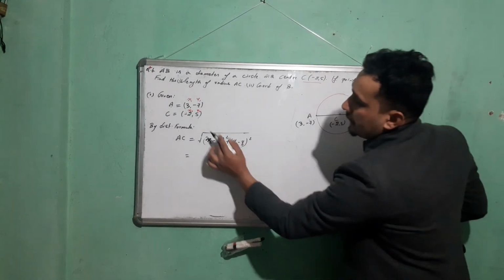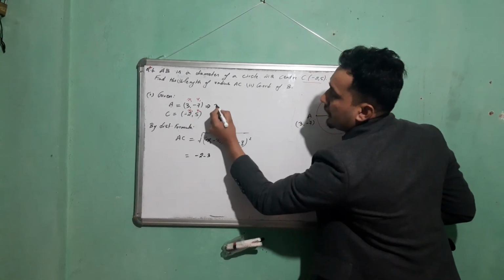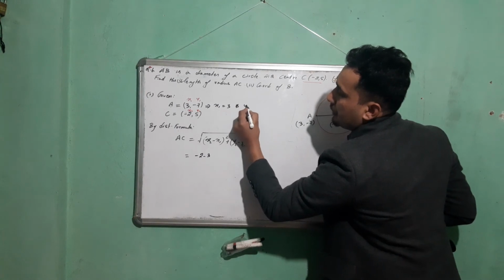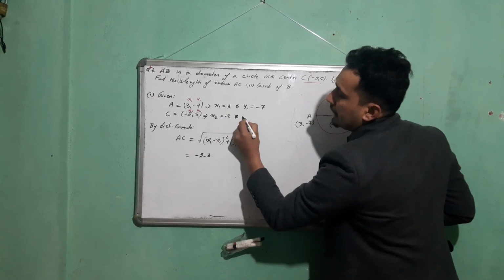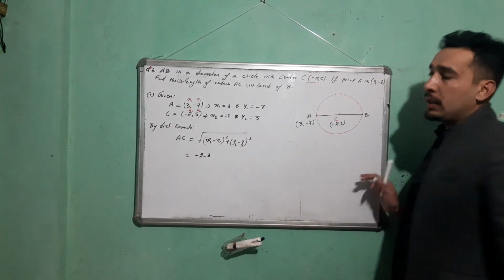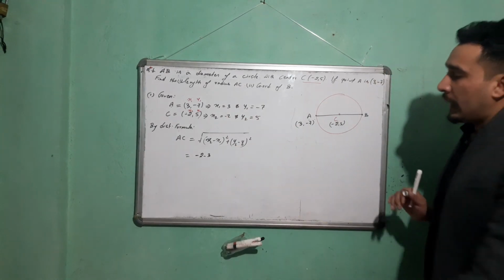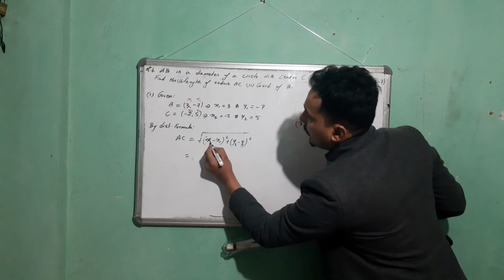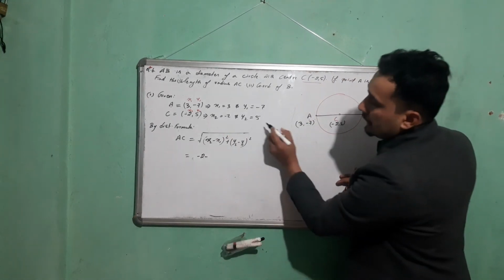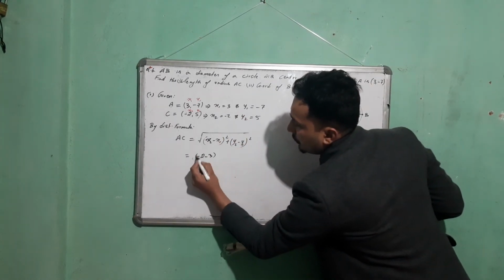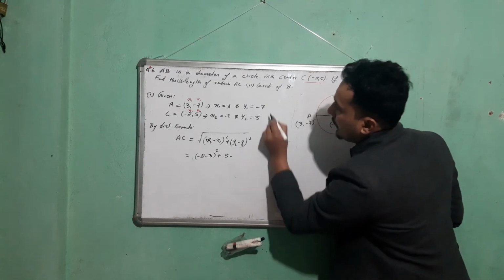So x2 minus x1 means minus 2 minus 3. From here, x1 is 3 and y1 is minus 7. From here, x2 is minus 2 and y2 is 5. If you split like this, then it will be easier for you to put the values. So x2 is minus 2, and this is the formula: x1 is 3, whole square, plus y2 is 5 minus, as it is, y1 is minus 7.